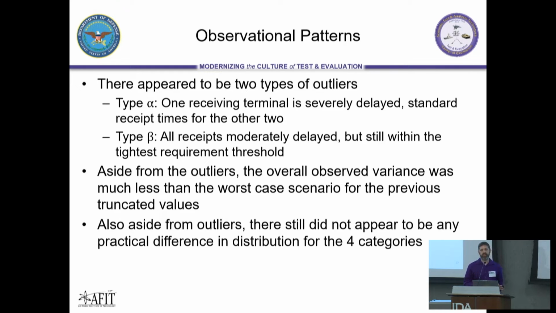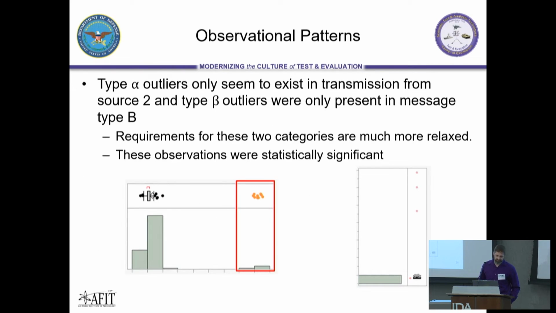Aside from the outliers, the observed variance was much less than our worst case scenario from the truncated values. They were very good with their stopwatches. And also, aside from the outliers, there did not appear to be any practical difference in distribution between the 4 categories. So we would maybe be able to use that information to expand our understanding of the distribution for any one category.